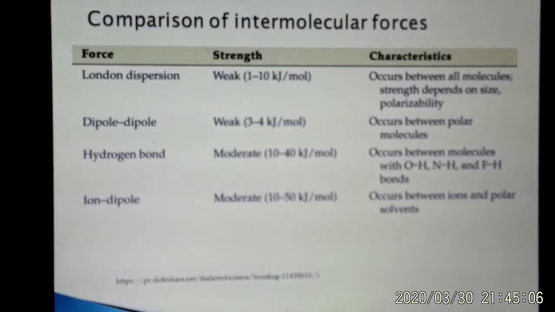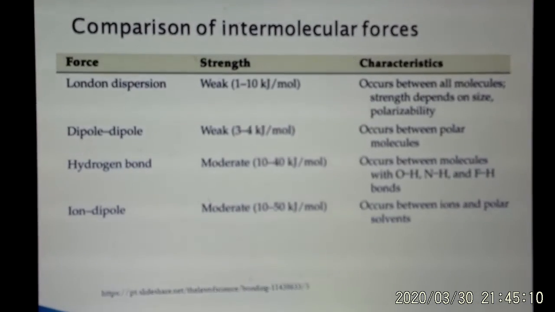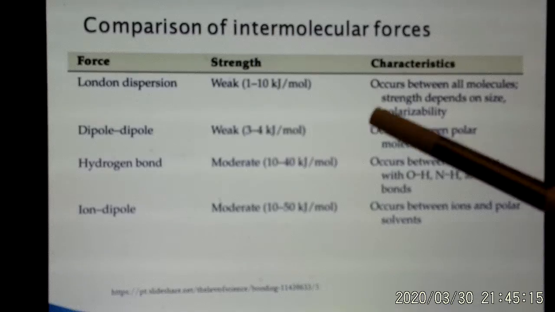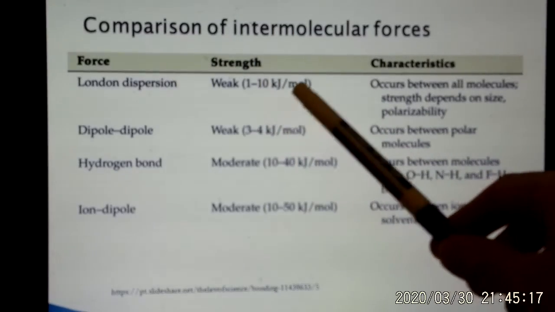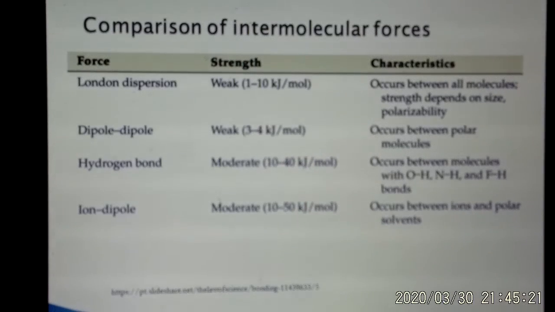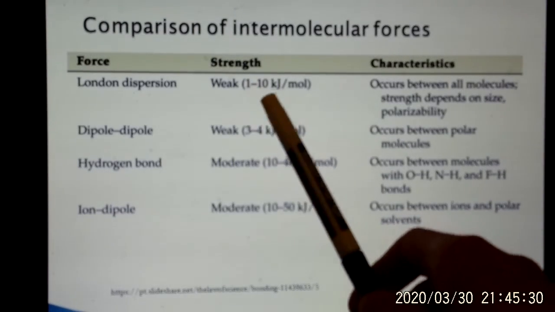Right? So let's take a look at how strong they are. Okay, the weakest, as we mentioned earlier, are London dispersion. They're only 1 to 10 kilojoules. And remember, a hydrogen bond 10 to 40, it's about a 15th to a 20th of a true carbon-carbon covalent bond. So you can see how weak these are, 1 to 10.